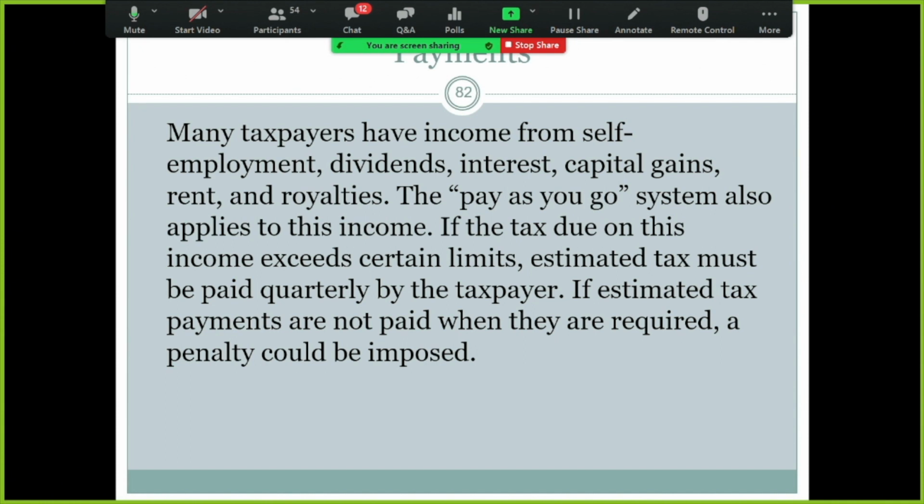So this is also for dividends and interest and capital gains, again, rent and royalties on there, because federal taxes are not typically withheld from these income items. So it will be up to the taxpayer, once they receive this income, to make those estimated tax payments.